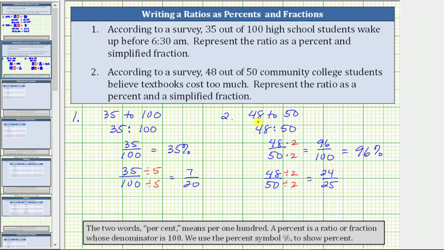We now have the ratio of 48 to 50, or 48 out of 50, as a percentage, as well as a simplified fraction.